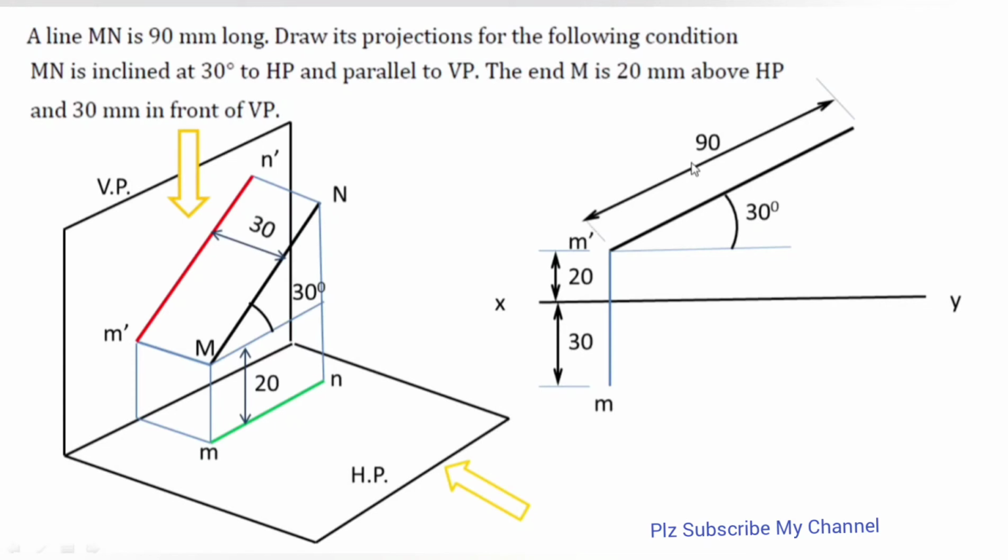And how much is the required length? 90 mm, which is given in the problem. So M dash N dash is the required front view, or you can say projected front view. Just below that, my top view is being projected. So I need to draw a perpendicular in the downward direction in this way, and again I need to draw a horizontal line from here, parallel to XY. This intersection point is going to give us point N in this way.